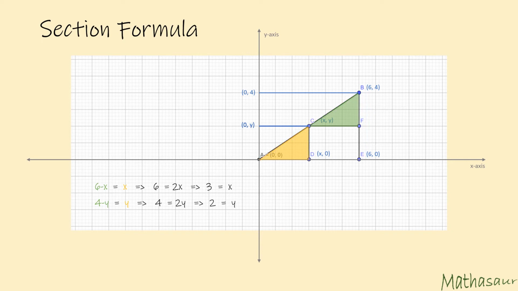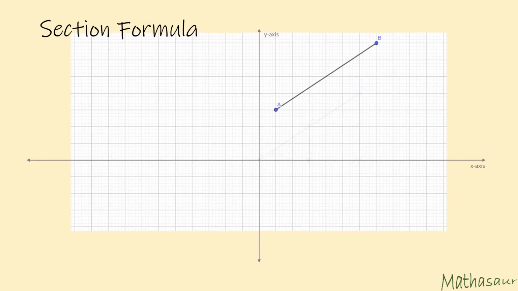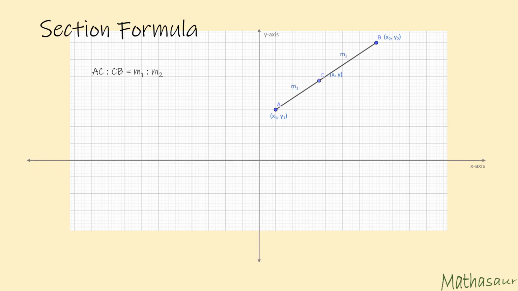Now this figure was very easy to read because one of the points was the origin itself. What if A was not on the origin? Let us shift the segment AB somewhere in the first quadrant. Now let us call the coordinates of point A as x1, y1 and the coordinates of point B as x2, y2. Let us say there was a point C lying on the segment AB with coordinates x, y. Let us also say that this point C divides the segment AB in the ratio m1 is to m2 or AC is to CB equals m1 is to m2.